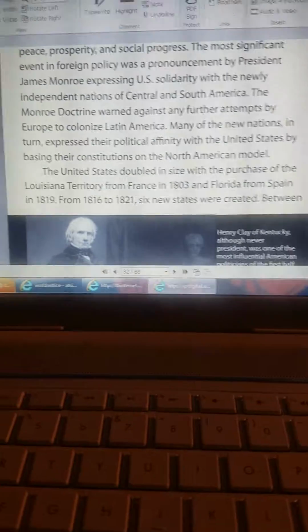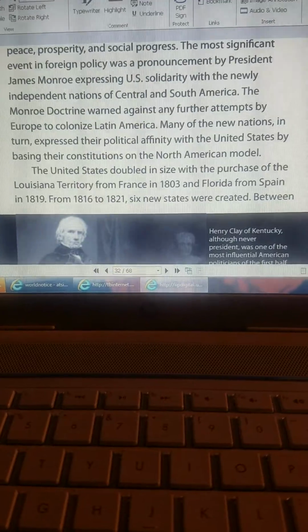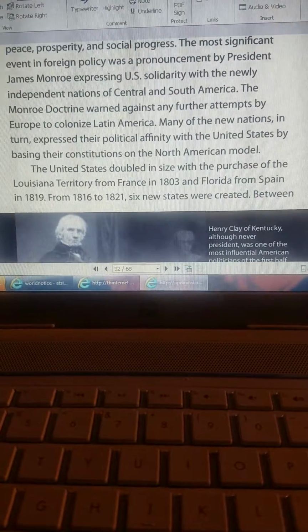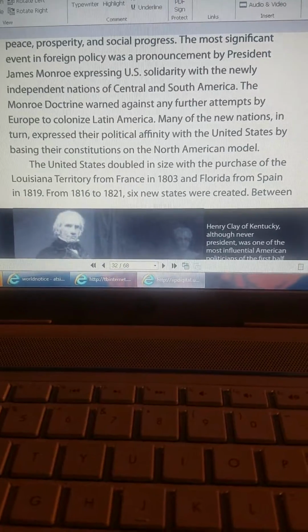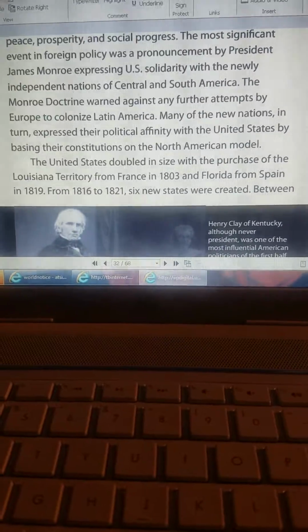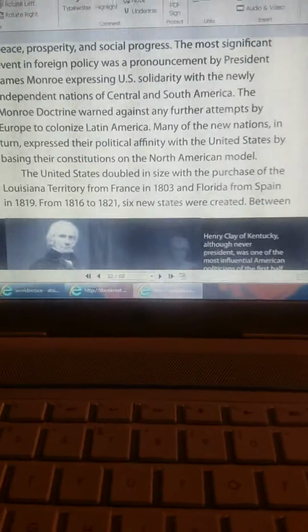The most significant event in foreign policy was a pronouncement by President James Monroe expressing... and my grandfather is from Monroe, Georgia. Okay. I'm just now learning who all these people are.